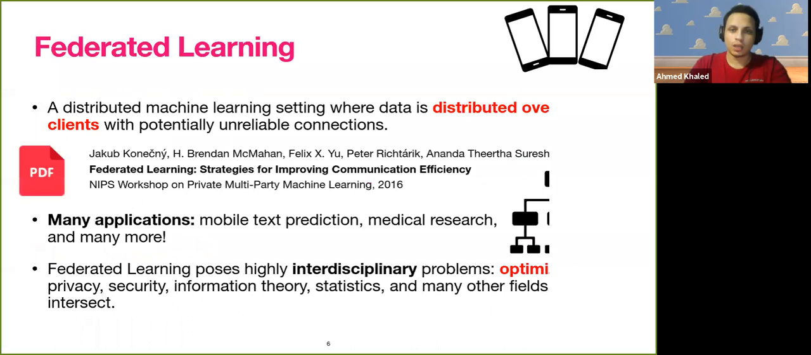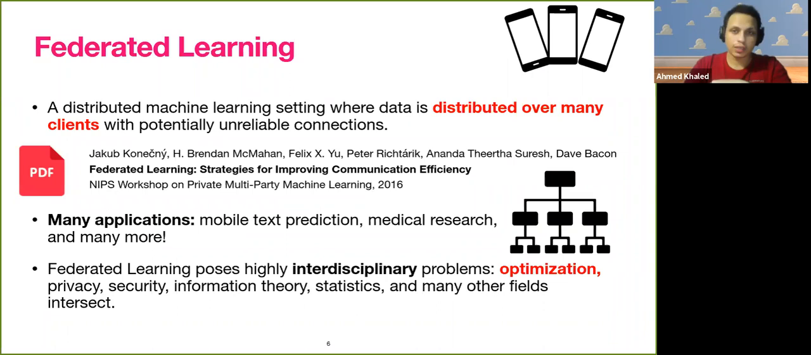Federated learning is a distributed machine learning setting where data is distributed in a decentralized manner. This field has started relatively recently, but it already has many applications that have reached deployment, like mobile text prediction, applications in medical research, in banking and elsewhere. And there's this paper, Federated Learning Strategies for Improving Communication Efficiency by Jakob Konechny, Brendan McMahon, Felix Yu, Peter Richter, Ananda Suresh and Dave Bacon. And this really is one of the papers that started it.